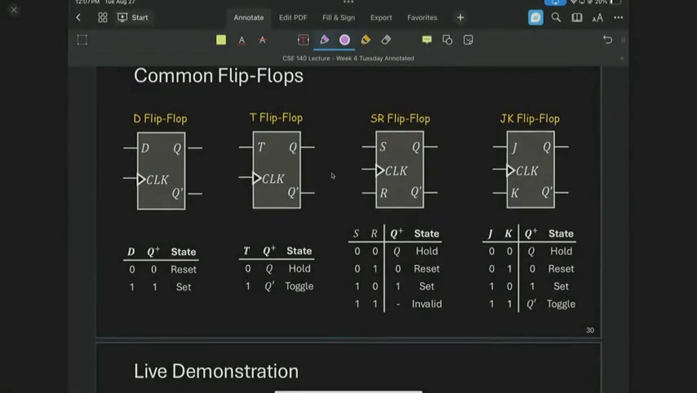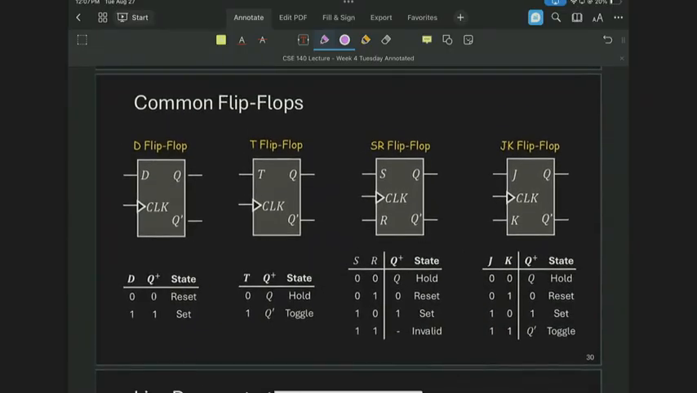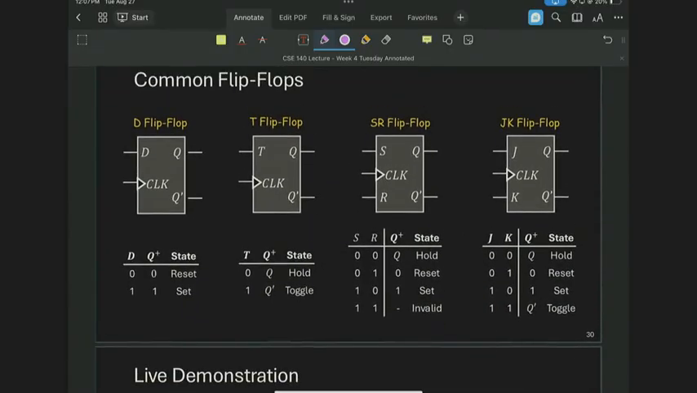I hope that the demonstration will provide you a clearer picture about how they operate. Again, they only care about the signal value at the inputs right before the positive edge of the clock. And then they support different kinds of operations. In general, hold, toggle, set, reset, these 4 operations are the most common operations that we deal with. Any questions?